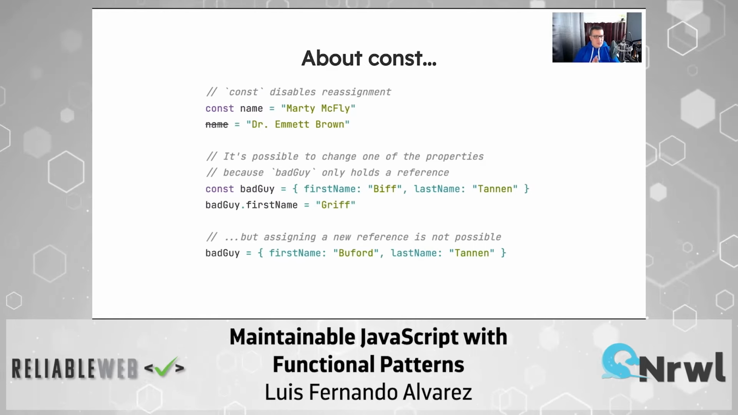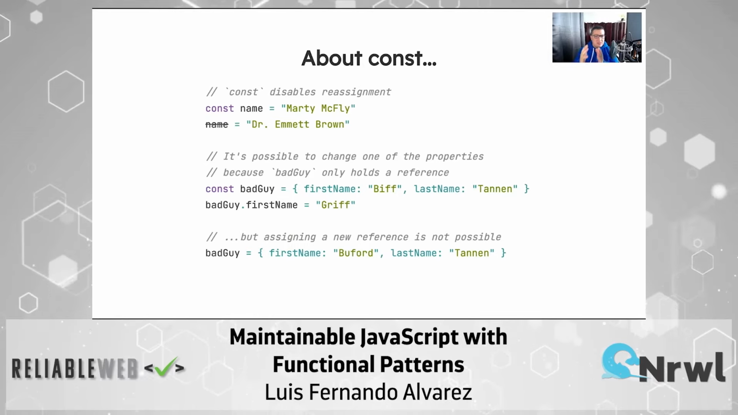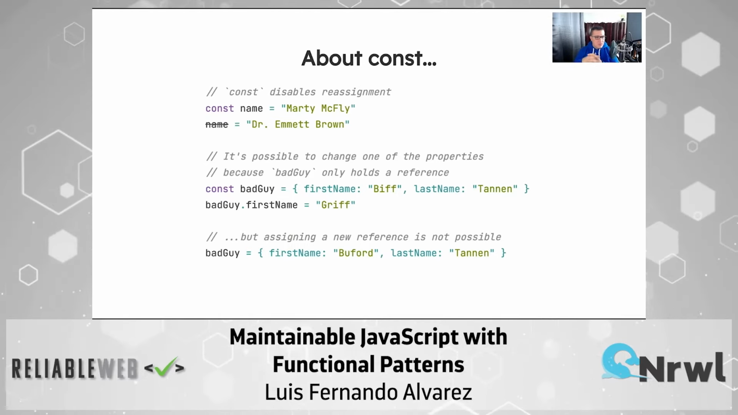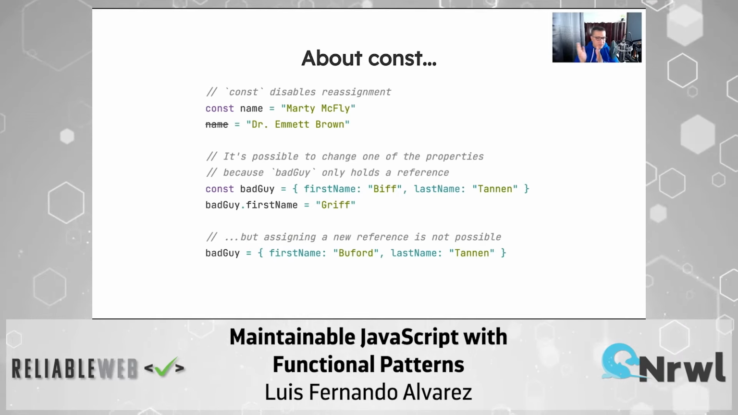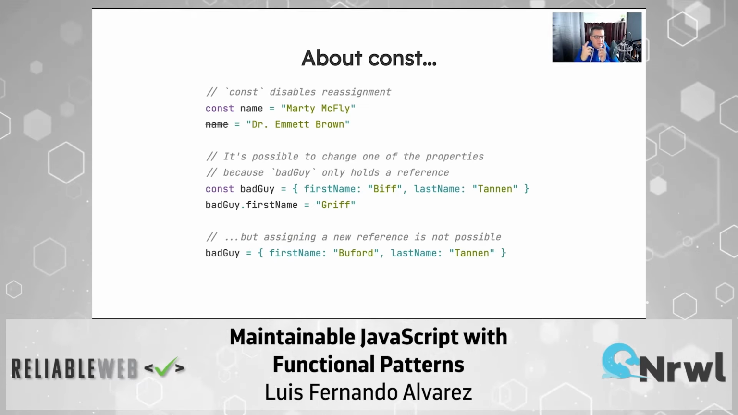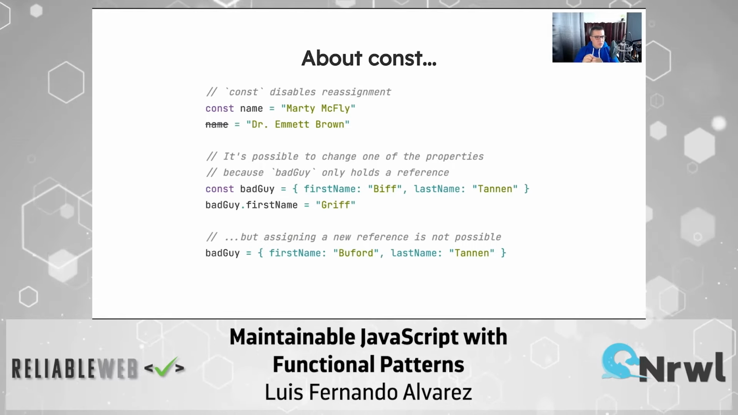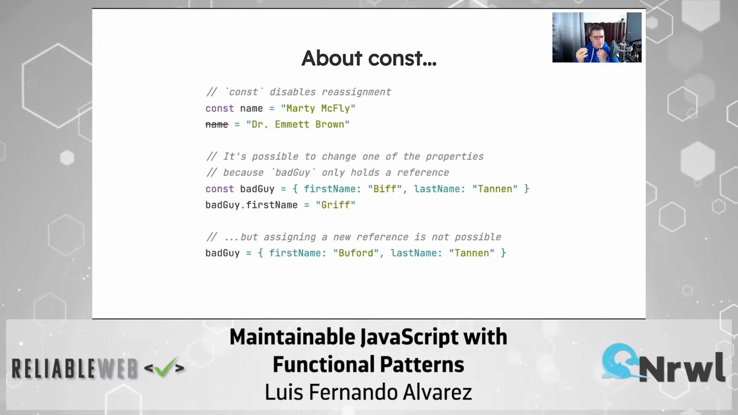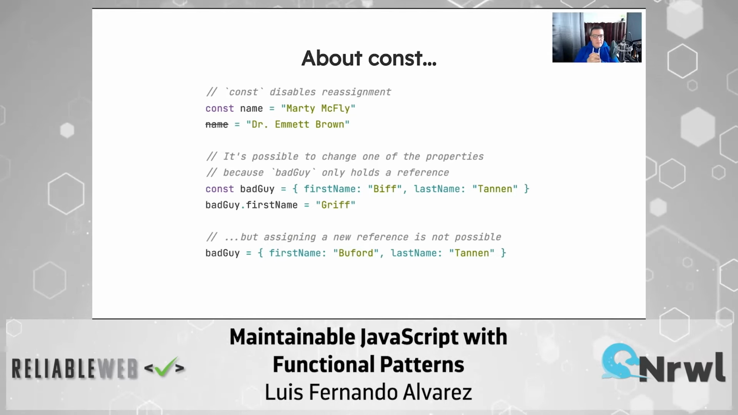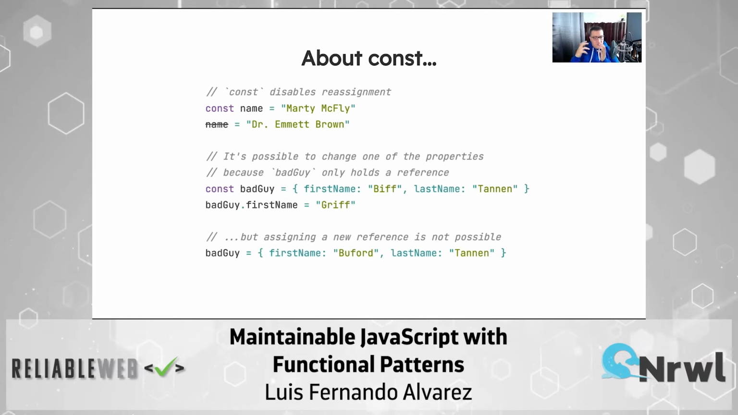But about const, let's talk about it a little bit. So const disables reassignment on a variable, on a structure, right? So we have name, Marty McFly there, and then we try to set that name to Dr. Emmett Brown, and that is not allowed when you use const, just because you are telling it to disable the reassignment.